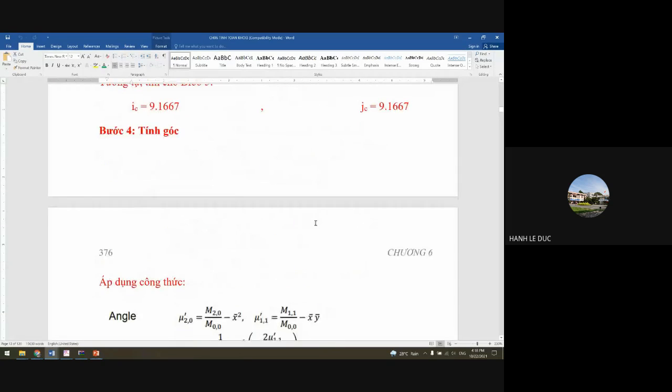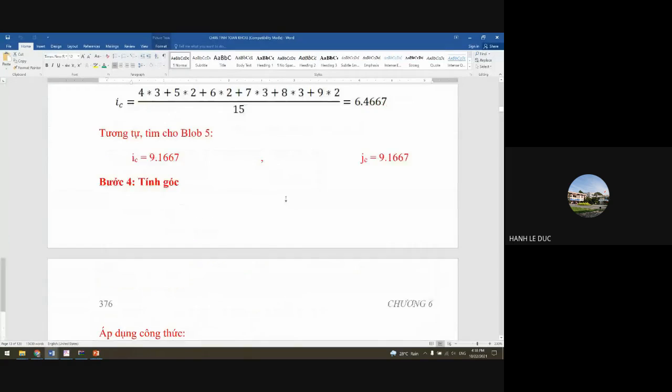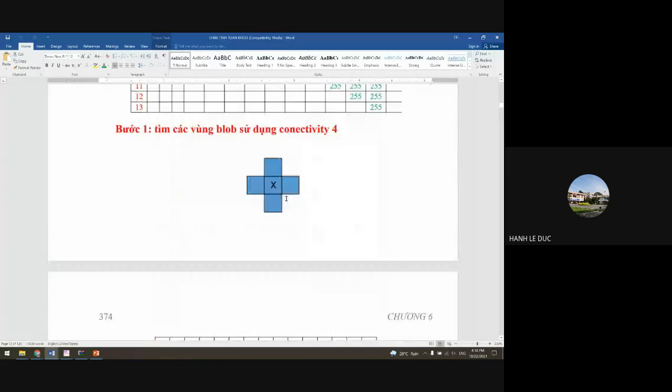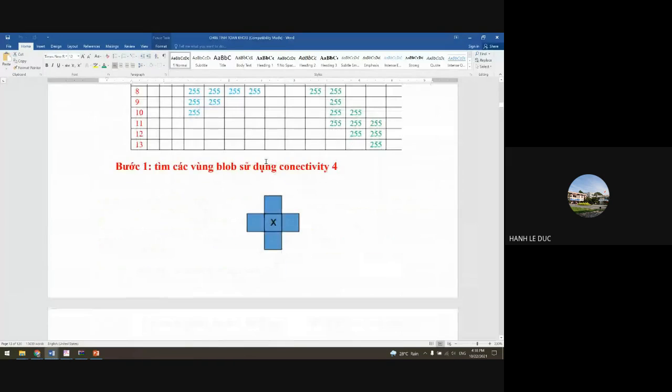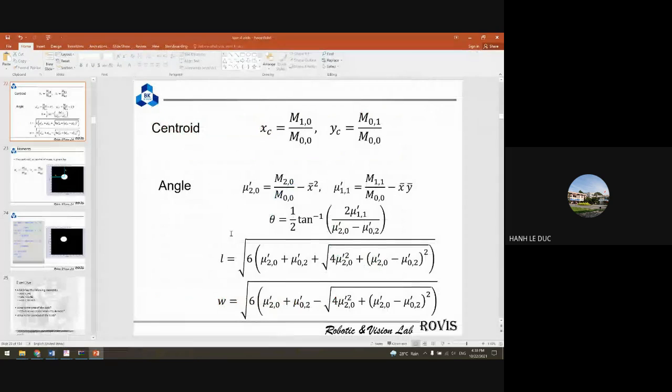This one is nearly 45 degrees. Here you can see the plus one, is it 45 degrees? Yeah, nearly 45 degrees. So this is the mathematics to calculate the blob. So let's go to the next one.